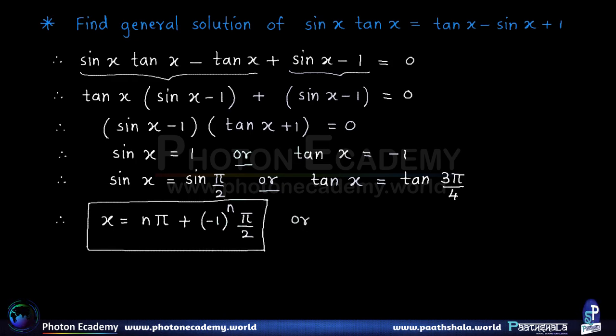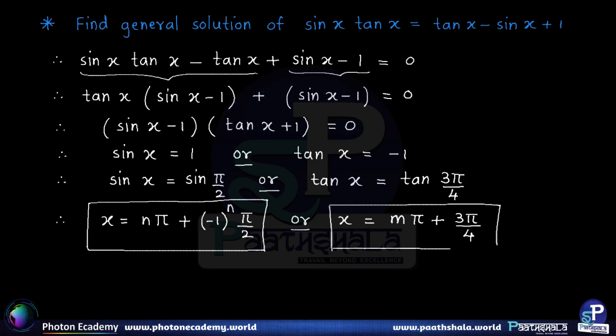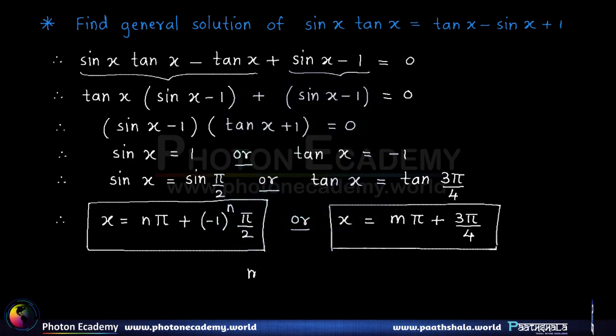Or the second possibility is, here x is equal to m pi plus 3 pi by 4, which is the second possibility, where m and n are integers. So these are the required general solutions of the given equation.